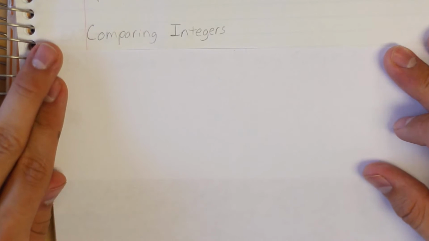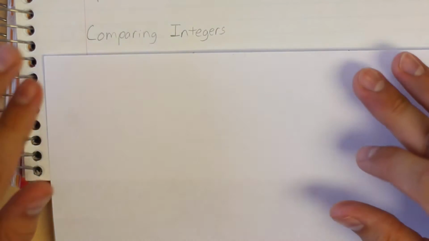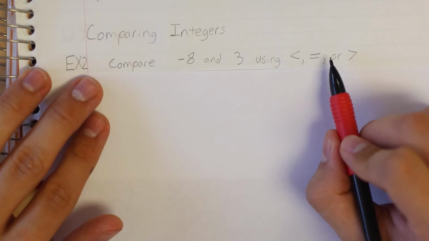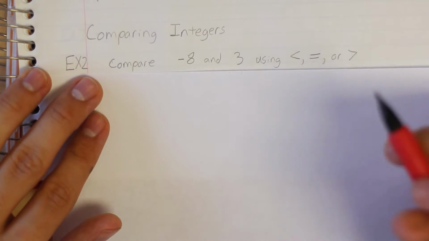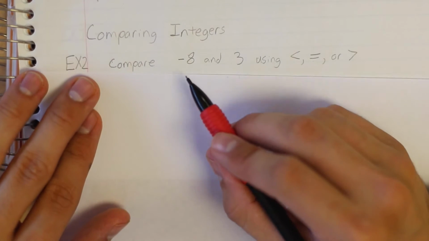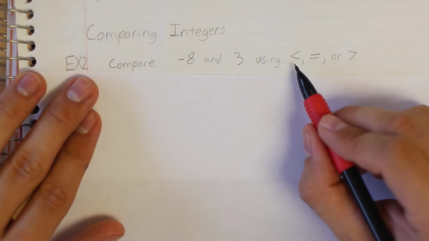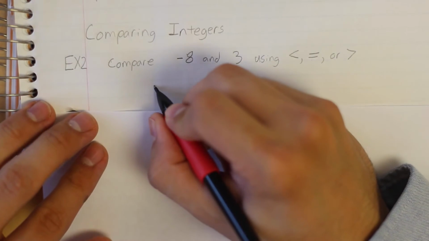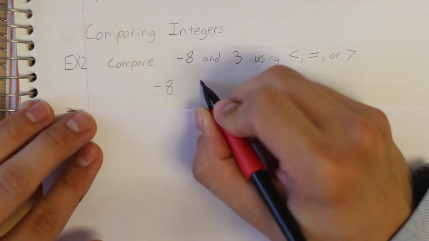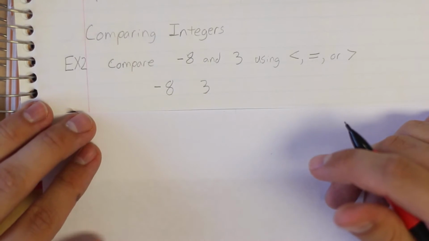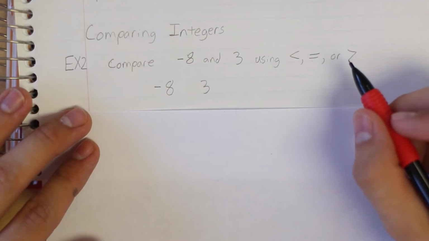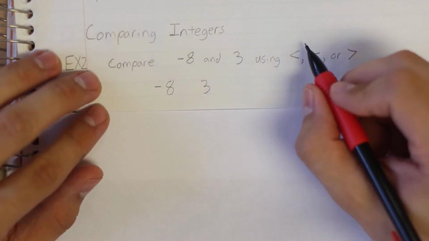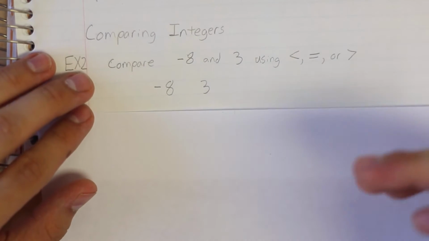All right, comparing integers. Now this is when we're going to use the less than, equal to, or greater than symbols. So if we're told to compare -8 and 3 using less than, equal to, or greater than symbols, we would simply put -8 and 3, leave a gap in between them, and then put whichever symbol belongs there. If they're equal to each other, you put equal. If one's greater than, then the mouth always needs to face the greater number.